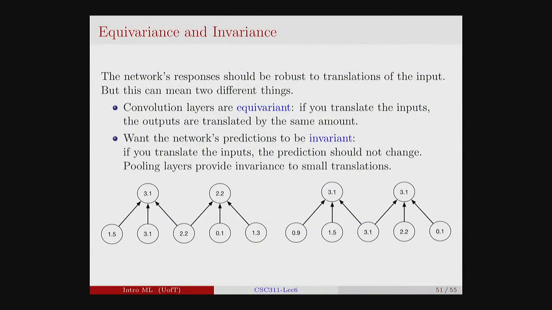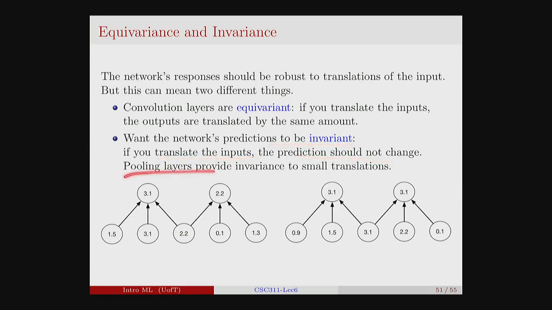And so at this stage, we can go back and ask, did we achieve what we set out to? Well, there are 2 concepts here in terms of a function. You can have a function that is equivariant, which says that if you translate the inputs, the outputs are going to be translated by the same amount. Or you can have a function that is invariant, which says if you translate the input, the prediction of the function is not going to change at all.